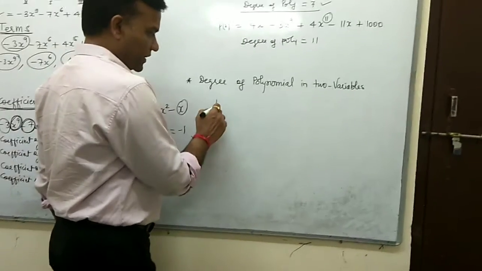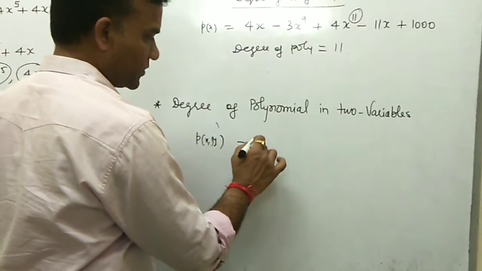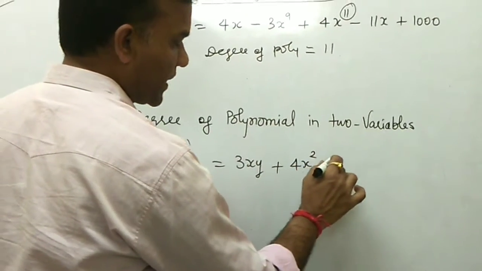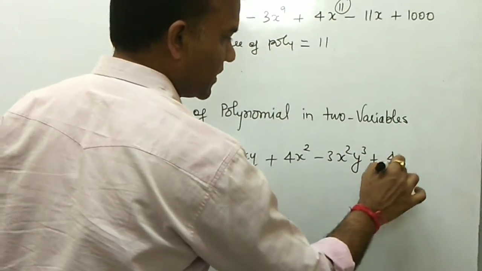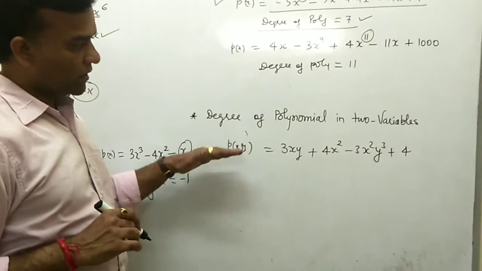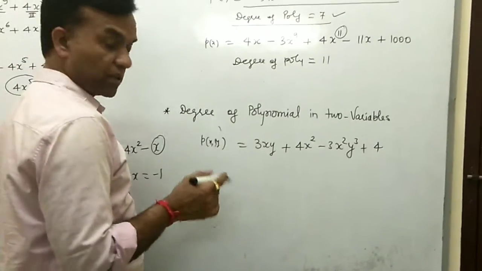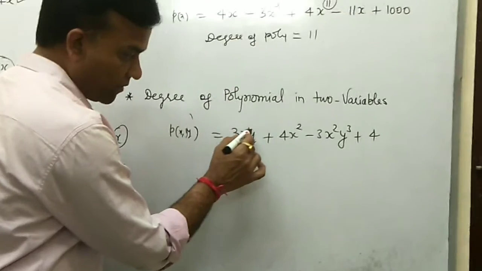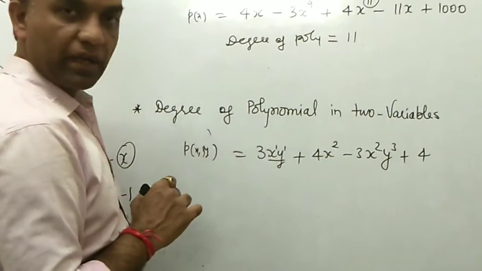Like one example here, suppose p of x comma y, and then suppose you have 3xy plus 4x square minus 3x square y to the power 3 plus 4. Because there are two variables included here, we decide like this: you first add their powers, like x and y. So x has 1 degree, y also has 1 degree. So you combine them, then your degree is 2.